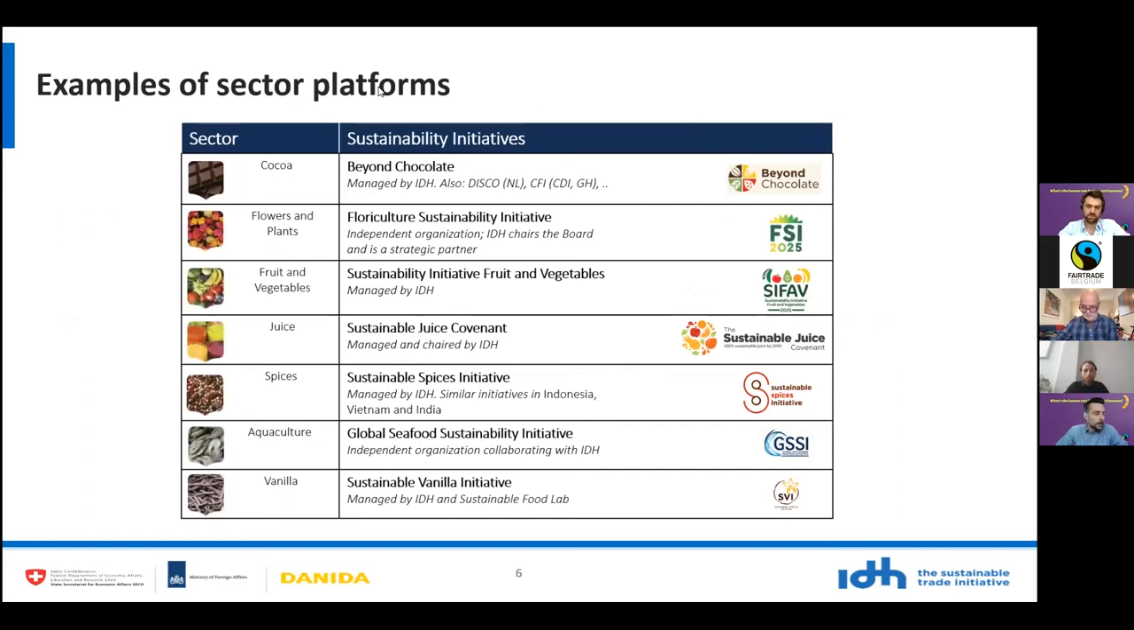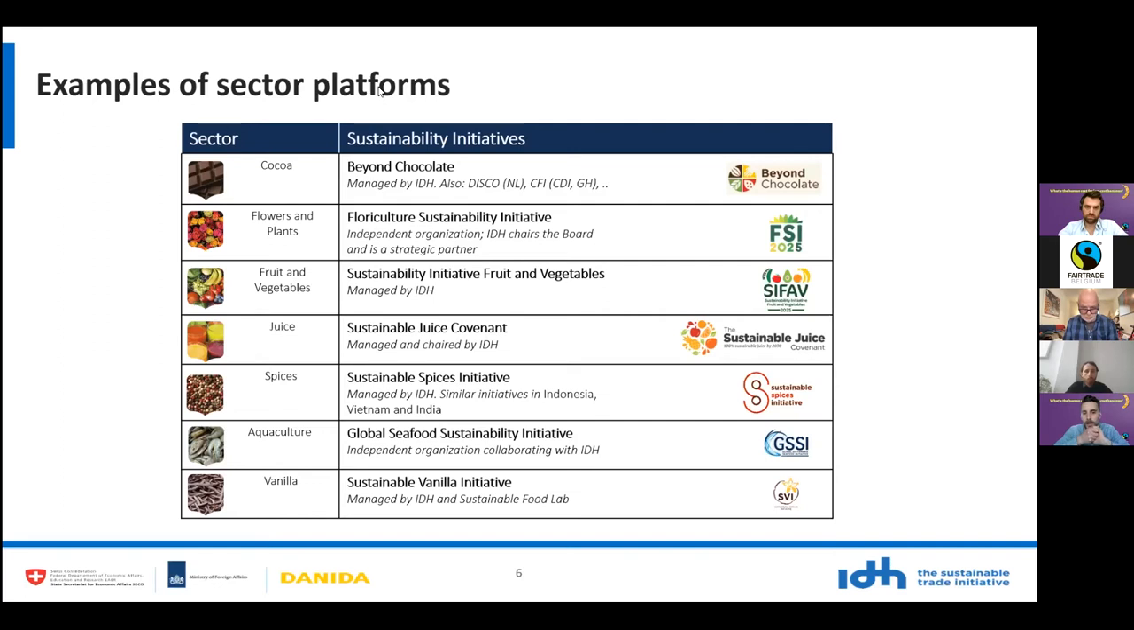A couple of examples of sector platforms. I will, of course, not go through this whole list, but I'm sure the slides will be shared afterwards and the audience will be able to look up the ones that are of interest to them. Maybe a few highlights. I've briefly touched upon Beyond Chocolate and will do so in the next slide, but that is an example of a Belgian multi-stakeholder initiative that was launched in December 2018, with the ambition, amongst other things, to realize living incomes for cocoa producers supplying the Belgian market by 2030.